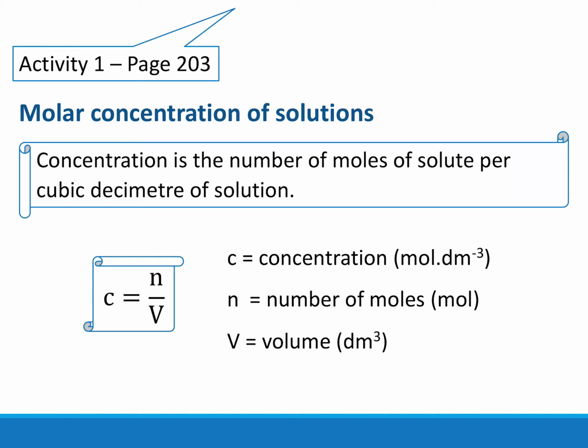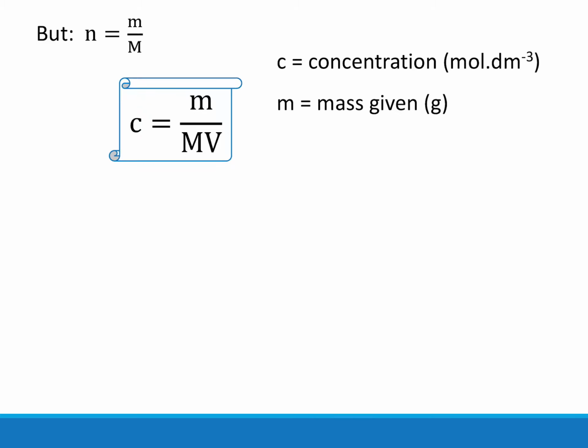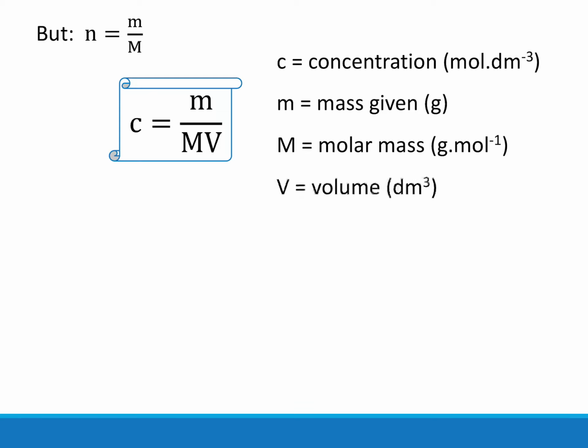Like anything we've done, let's do some problems. We also need to remember n equals m over M, so sometimes we're going to use them together. You don't always have the number of moles, but you know the mass. So if I combine the equation I just gave you with this one, we get concentration is mass over molar mass times volume. C is concentration, m is mass, M is molar mass, V is volume.